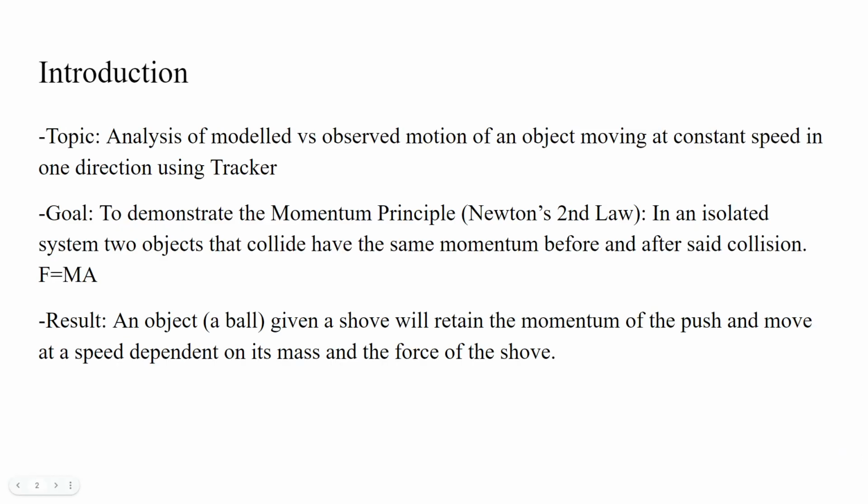So the first lab topic was analysis of modeled versus observed motion of an object moving at constant speed in one direction using Tracker. The goal was to observe the momentum principle, also known as Newton's second law, which is, in an isolated system, two objects that collide have the same momentum before and after said collision, also known as an object's force is equal to its mass times its acceleration. And the result of this lab was that the object, in my case a rubber ball, given a shove, retains the momentum of the push and moves at a speed dependent on its mass and the force of the shove, its acceleration.